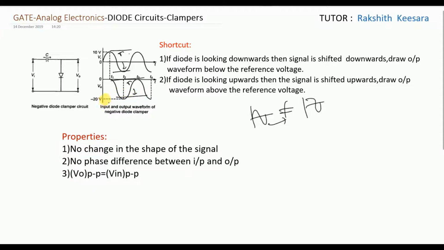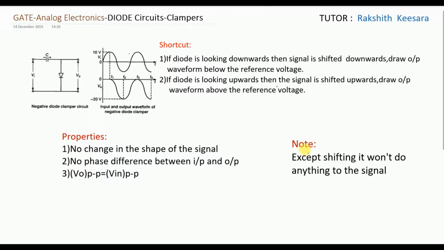So from this what you can conclude, guys, is that this clamper circuit only shifts the signal upward or downward. It won't change the properties of the signal. Above shifting it won't do anything. If it shifts upward it is called a positive clamper. If it shifts downwards it is called a negative clamper. Above that it won't do anything to the signal.